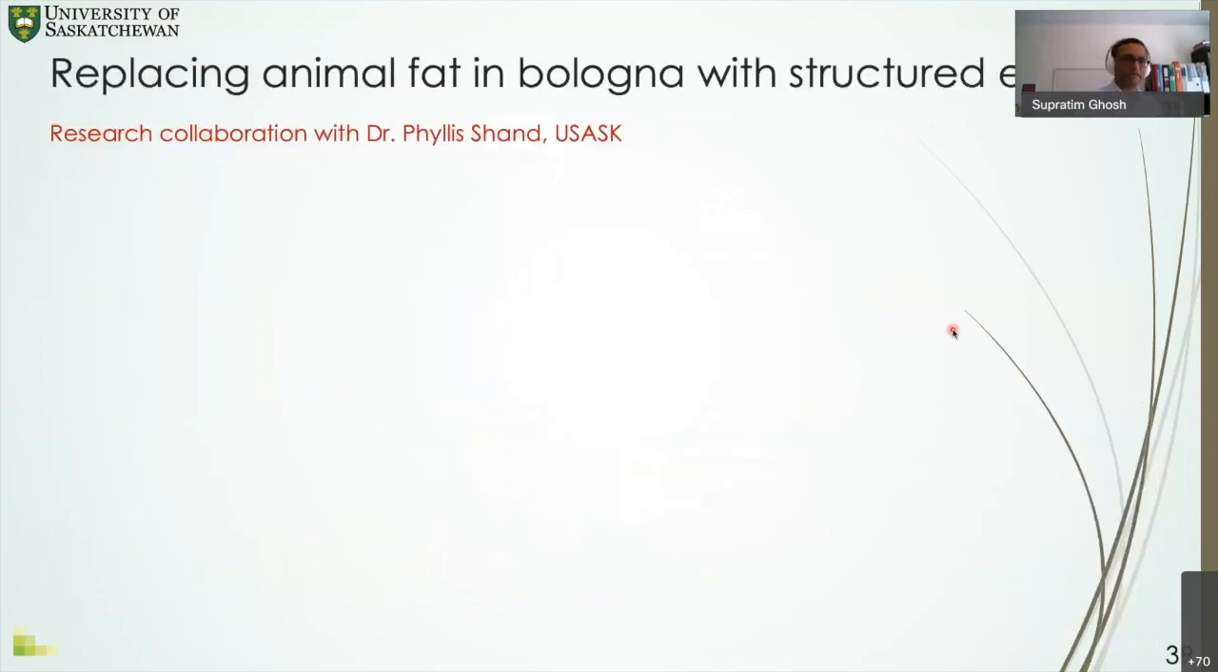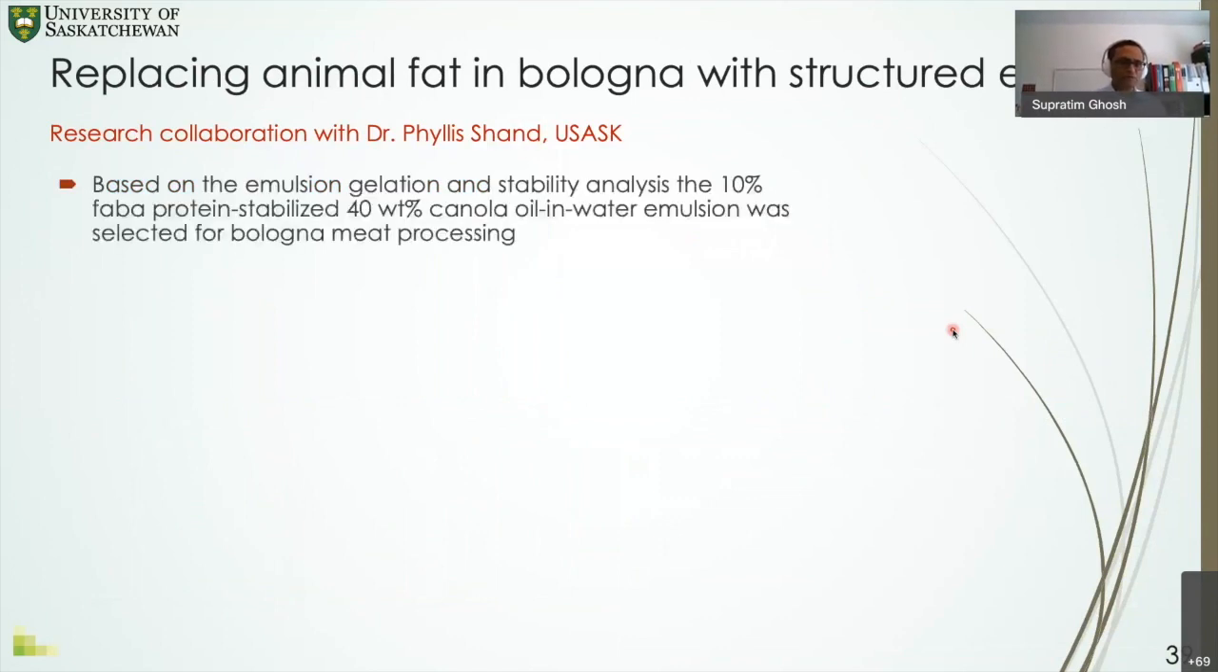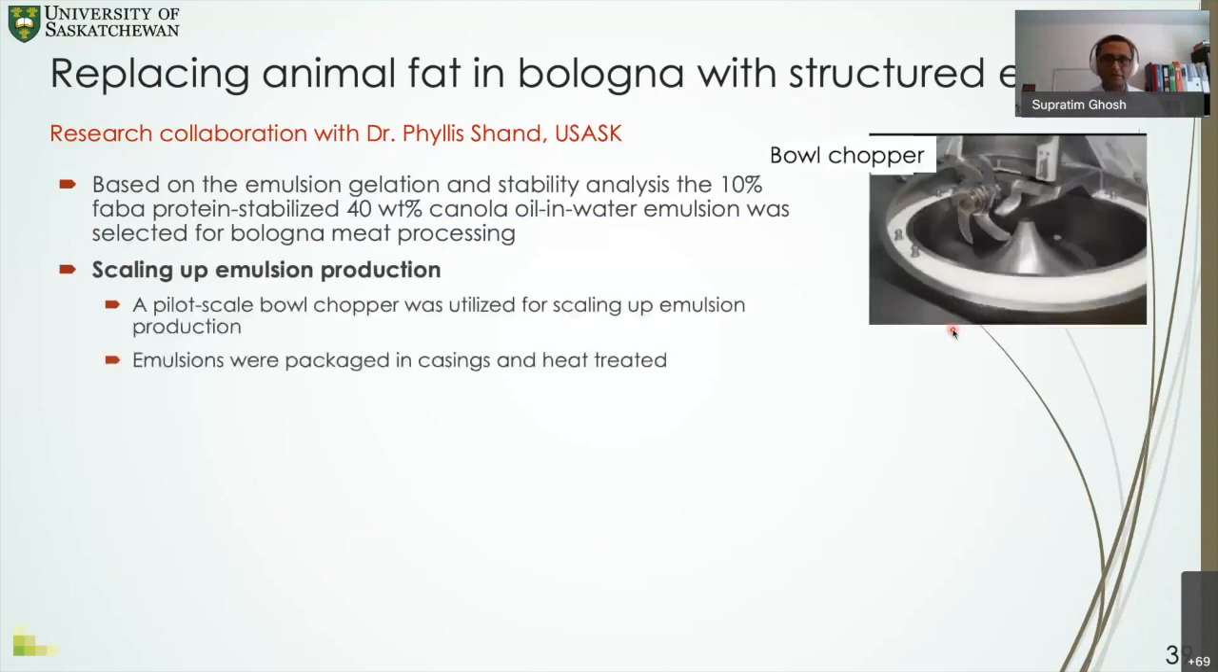The meat research, where we replaced animal fat in bologna with structured emulsion, was done in collaboration with Dr. Phyllis Shand of our department. Based on emulsion gelation and stability, the 10% faba bean protein stabilized 40% canola oil emulsion was selected for bologna meat processing. But because it's pilot plant processing, we cannot use a polytron blender, of course. So we used a bowl chopper, and we found that it was as efficient as a polytron blender in getting the right droplet size.